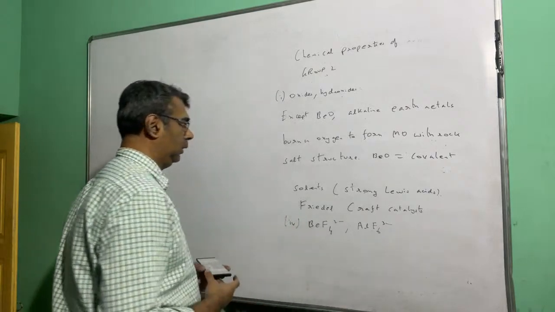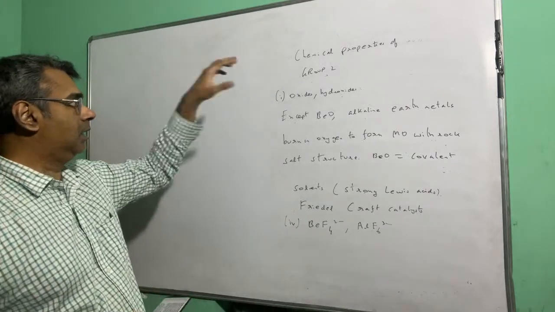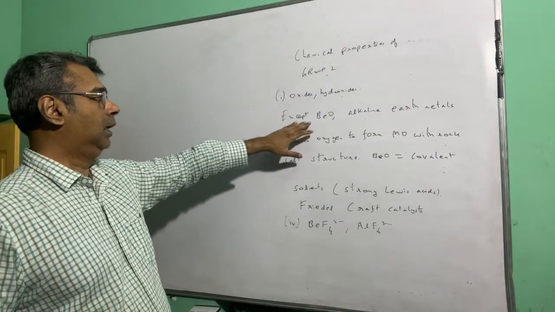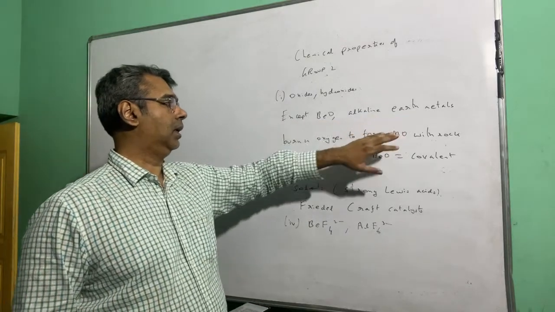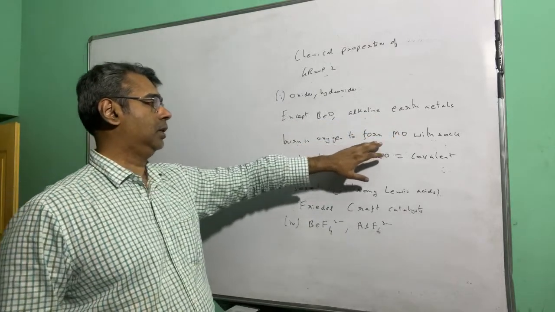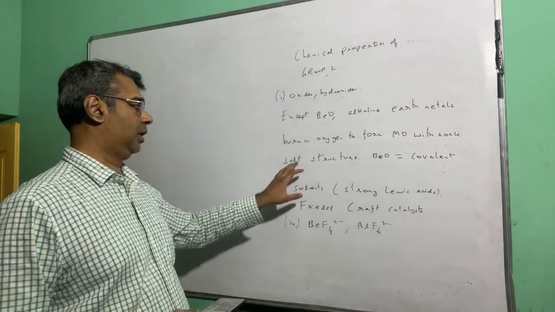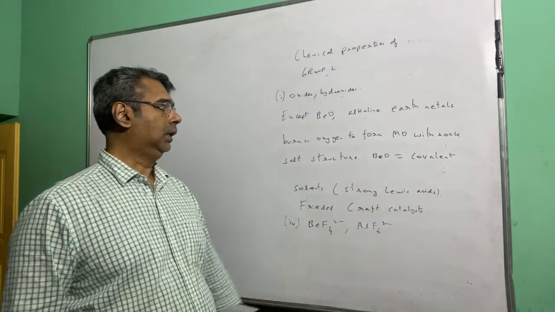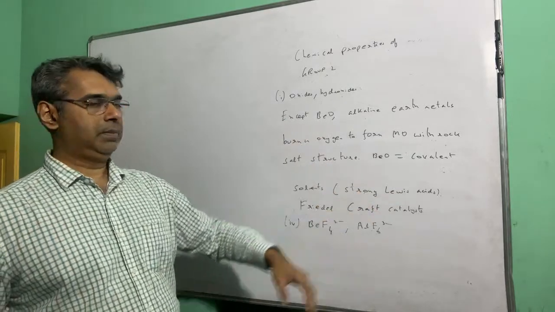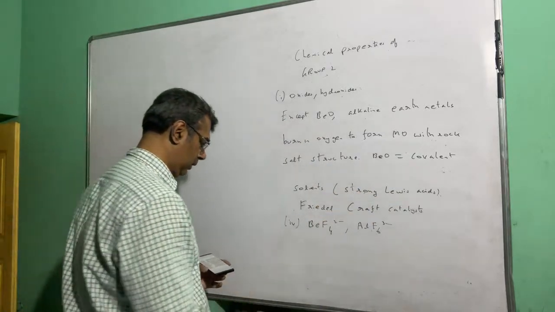Okay, now regarding oxides and hydroxides of group 2. Except beryllium oxide, the alkaline earth metals burn in oxygen to form oxides of the formula MO, whose structure is rock salt structure. Why except beryllium oxide? Because beryllium oxide is covalent. That is why.